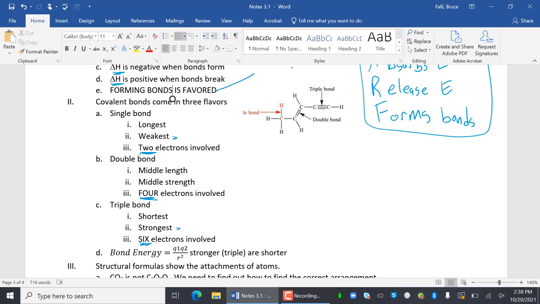But what's weird is a long bond is weak, okay? So again, let me bust out a little Coulomb's law. BE is proportional to Q1 Q2 over radius squared. BE is bond energy. Q's are charges. And this is size, radius, right? So if I divide by a big number, like 9999999999999, the bond energy is going to get really small, right? So long bonds are weak. Short bonds are strong.